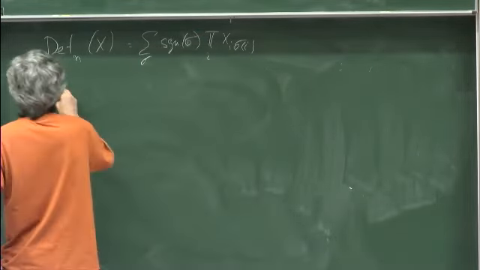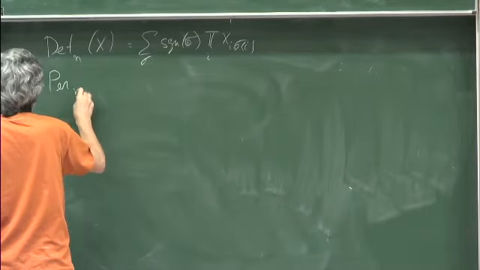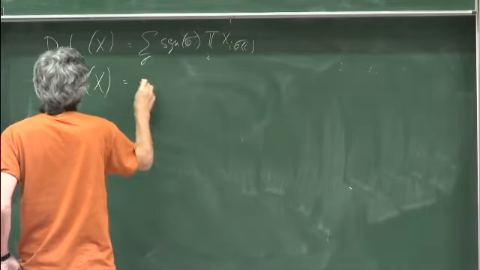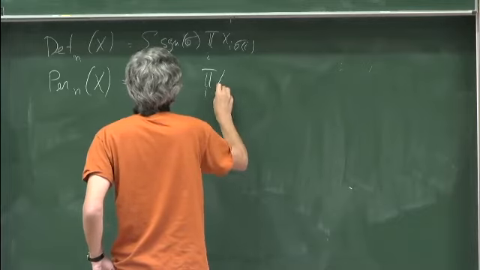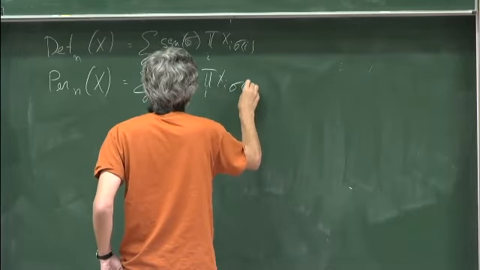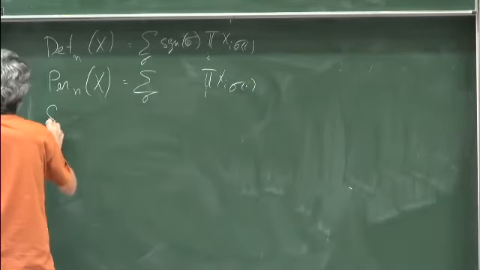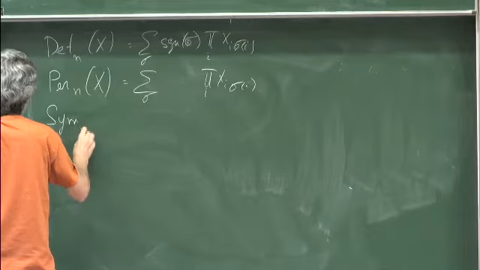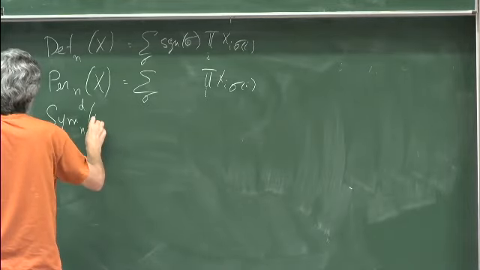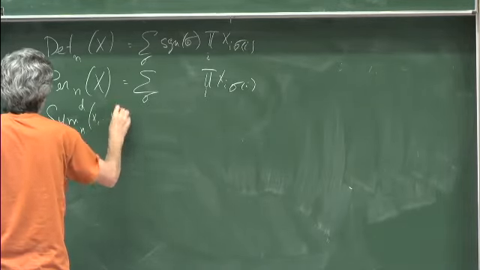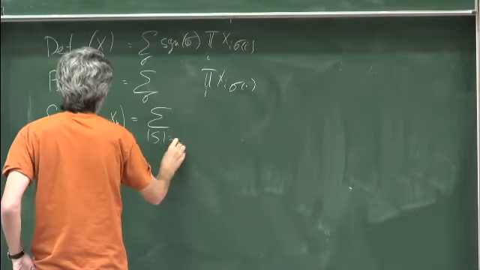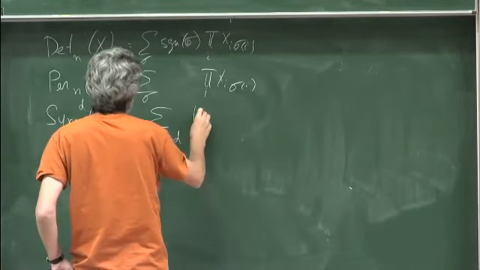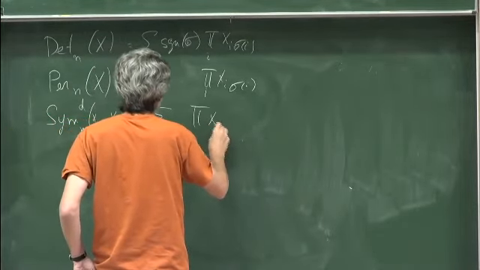The usual determinant, the permanent function. Same thing without the sign. Symmetric polynomial: sum over all subsets of size d of the product. That's an elementary symmetric polynomial.